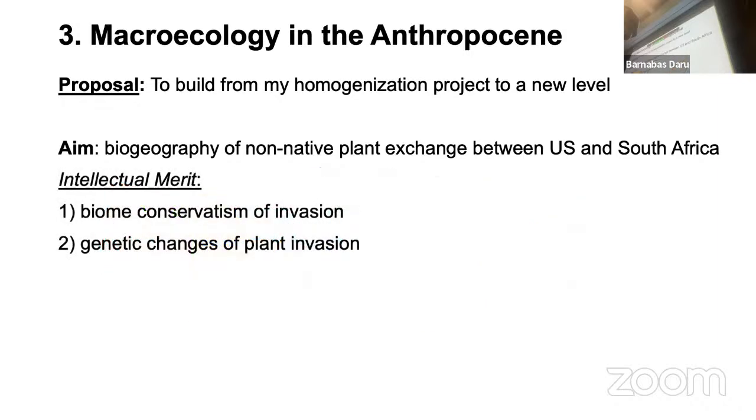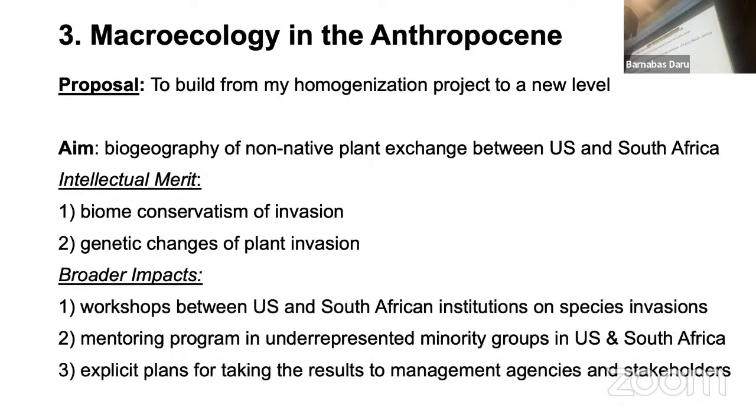And to do this, we want to look at the biome conservatism of species invasion, and also at the genetic changes that may play out from the native range to the introduced range. And we also plan on doing some workshops across the different regions, specifically targeting minoritized groups in these two regions that we are looking to explore.